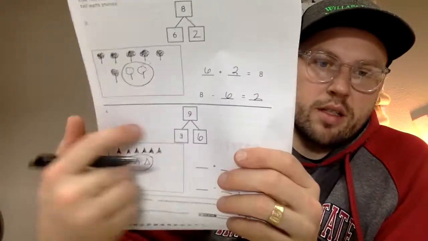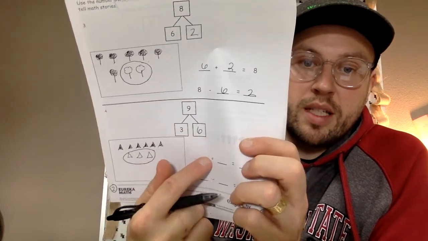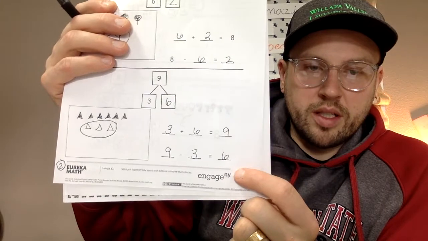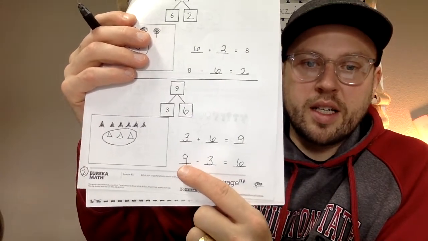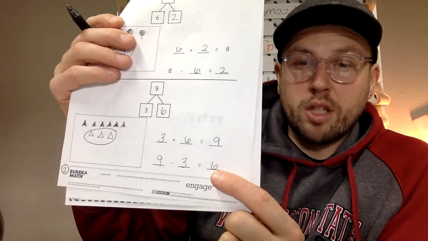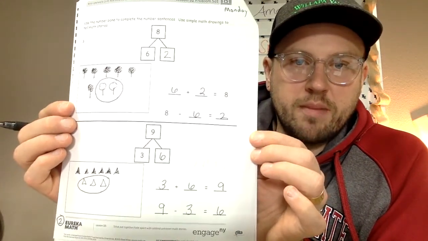And we're going to put the 6 over here in the empty box. This means 3 plus 6 equals 9, and that is true. 9 minus 3 equals 6. If you have 9 tigers altogether, you take away 3 of the white ones, you'll only have 6 left over. Okay? Now, when you're done with that page, you can pause the video here and catch up.